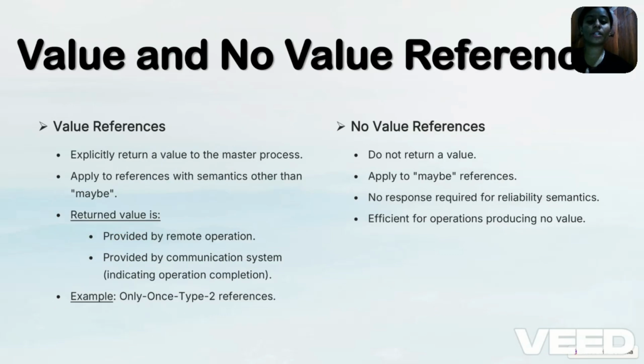Value and no-value references. A value reference explicitly returns a value to the master process. It applies to references with semantics other than maybe. The returned value is provided by the remote operation or by the communication system. No-value references do not return a value. They apply to maybe references. No response is required for reliability, and this is efficient for operations producing no values.